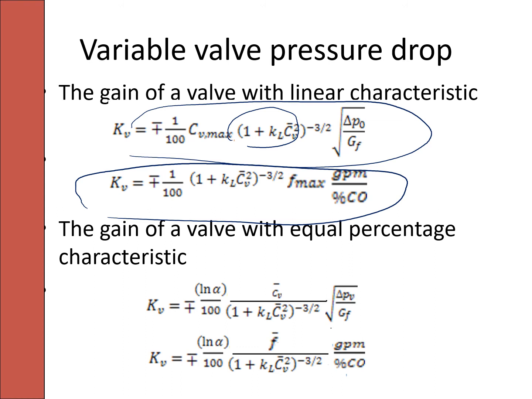Okay, for the gain of a valve with equal percentage characteristic, we adapt the equal percentage characteristic to this gain of a valve equation. The equation would be like this. We can also simplify, and the final one becomes like this. So again, it depends on the information given in your question which type of equation can be used.